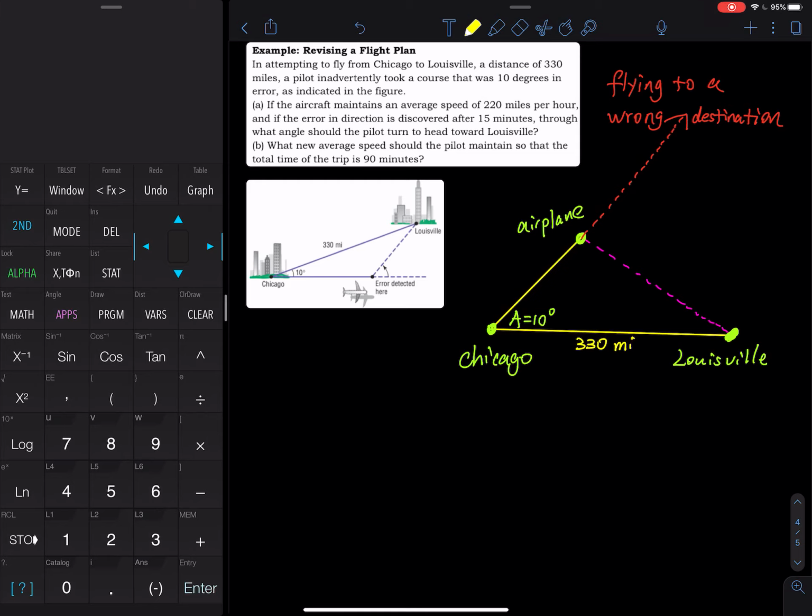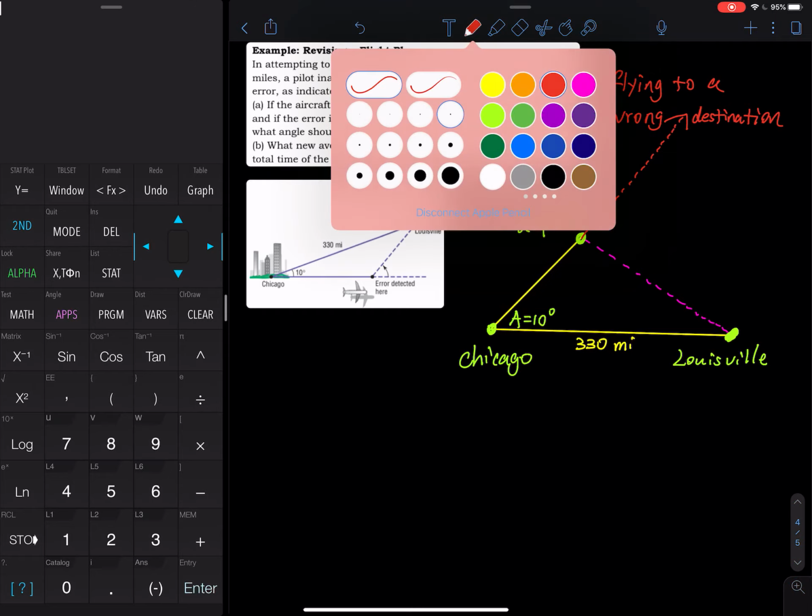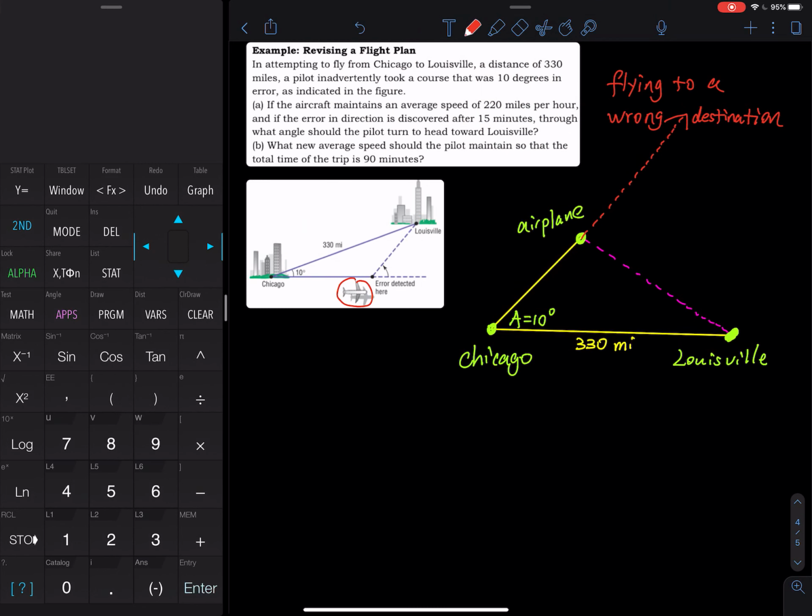So you are trying to fly from Chicago to Louisville. So the course is a straight line, right? So it's like going from point A to point B, simple, 330 miles. I can do it. But however, you went off course. By how much? By 10 degrees. So instead of flying from Chicago to Louisville, you are right here. You are going in a wrong direction. Okay, so this is what happens. So they form a triangle.